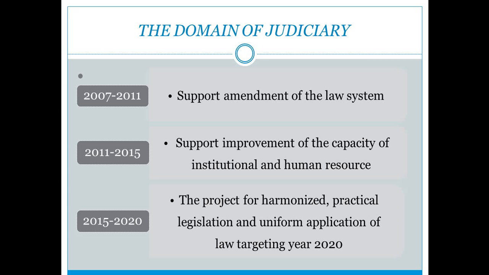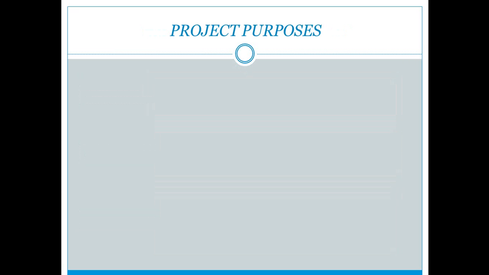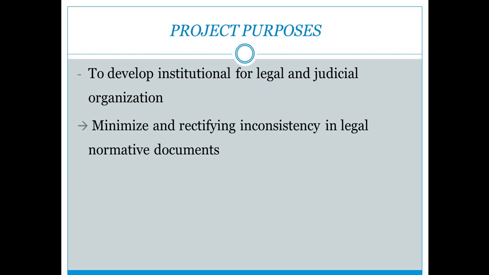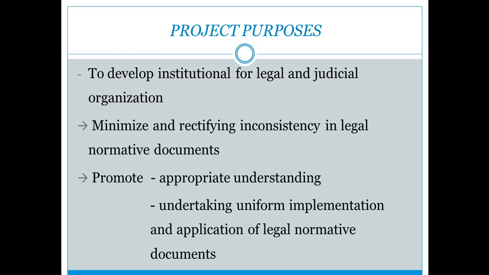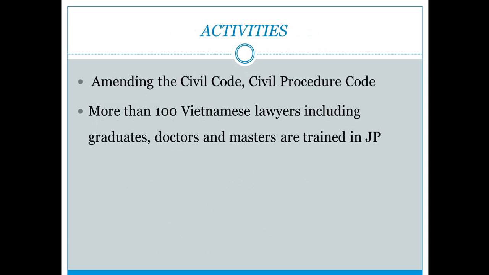targeting the year 2020. This project develops institutions for legal and judicial organizations to minimize inconsistency in legal normative documents and develop appropriate understanding, undertaking uniform implementation and application of legal normative documents. Some activities that Japan supported are amending the Civil Code and Civil Procedure Code, and more than 100 Vietnamese lawyers, including graduates, doctors, and masters, are trained in short-term training courses or professional training at home and abroad. These programs are ODA projects that are concluded among law and judicial agencies of the two countries.